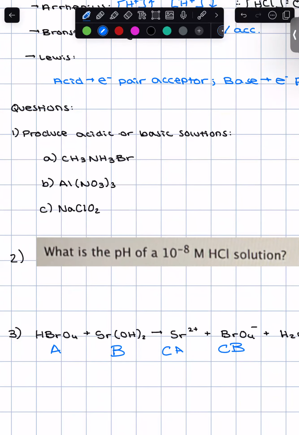For this first one, would this produce an acidic or a basic solution? What are we thinking? See, there's only two of you, so I'm just talking to the two of you.